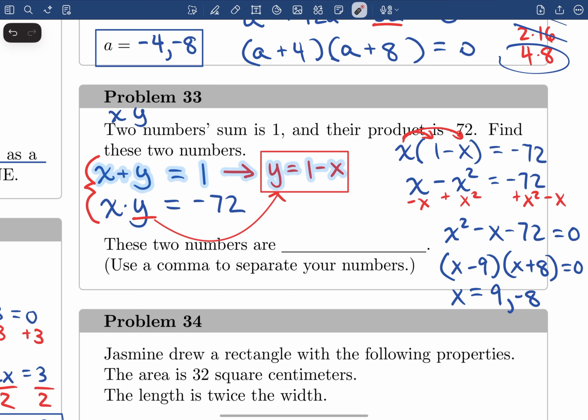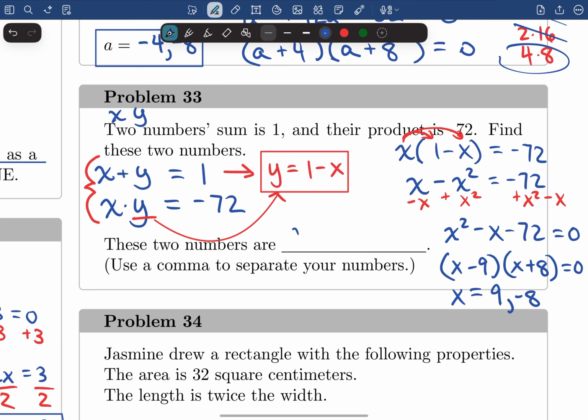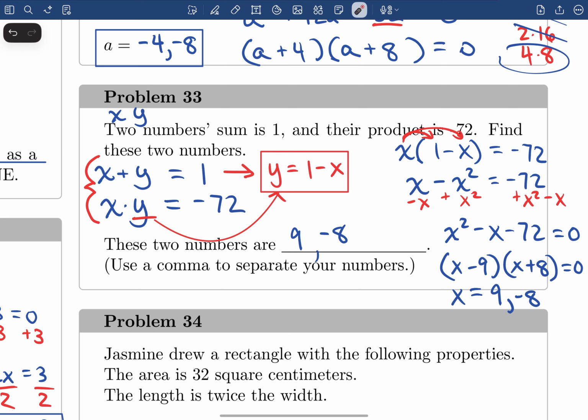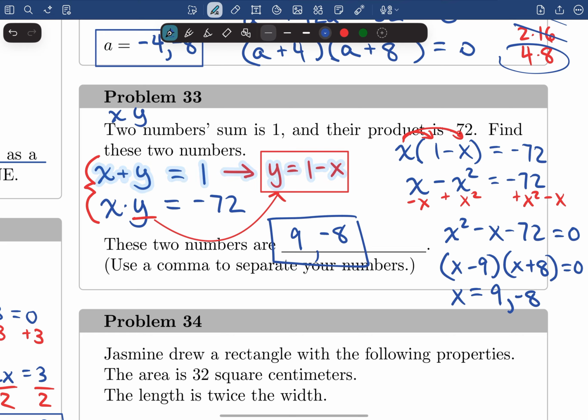And at this point, I would then say, well, let's say x is 9. Okay, so if I made x 9 and I added y, which is -8, 9 plus -8 gives me 1, right? 9 plus -8 gives me 1, and 9 times -8 gives me -72. These are the two numbers, right? I have found the two numbers, 9 and -8. Awesome.